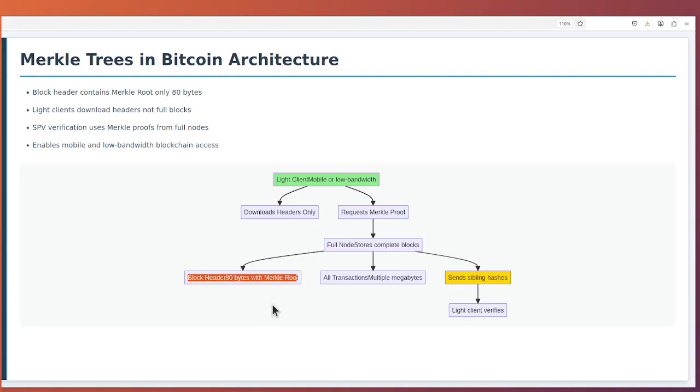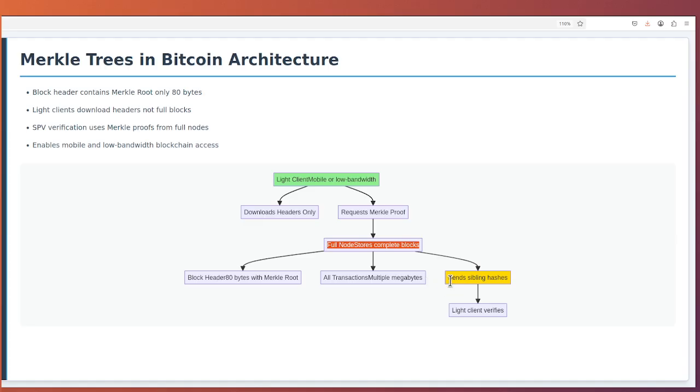Light clients, also called SPV clients, which stands for Simplified Payment Verification, do not download entire blocks. They only download block headers, which is much less data. When a light client needs to verify a transaction, it requests a Merkle proof from a full node, just the sibling hashes along the path to the root. The light client can then verify the transaction belongs to the block without downloading all block data. This makes Bitcoin accessible on mobile devices and low-bandwidth connections.